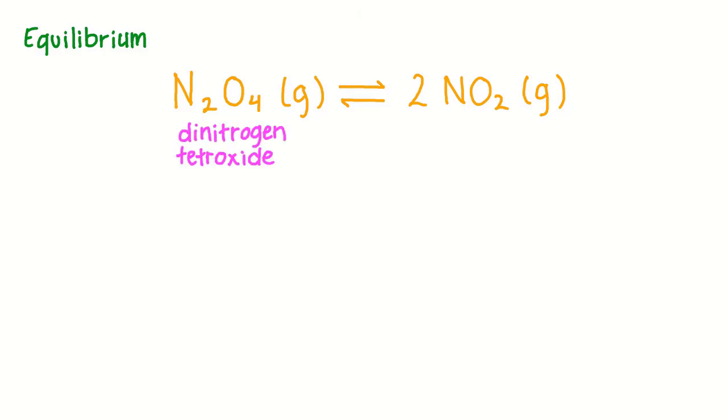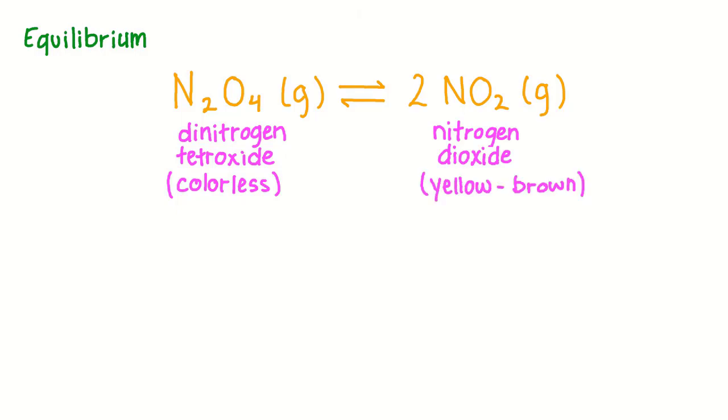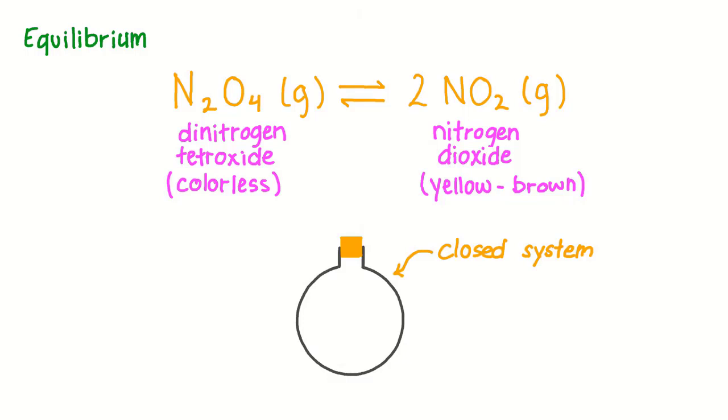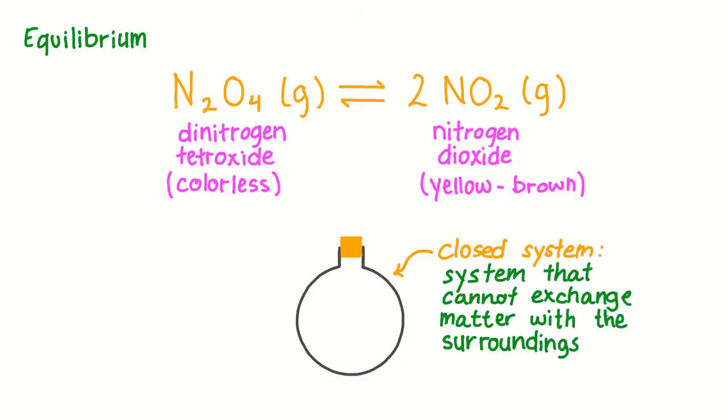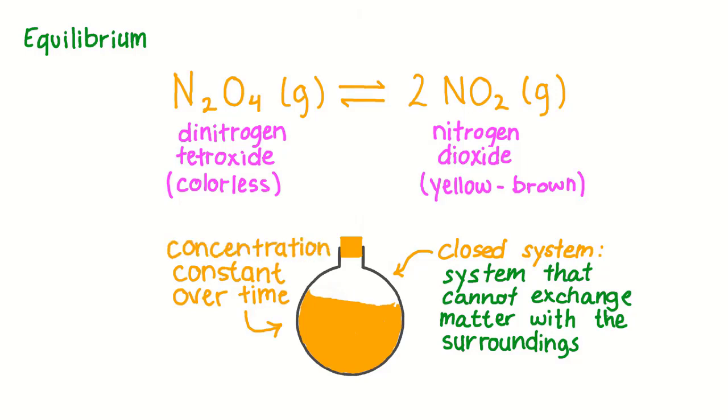Our reactant, dinitrogen tetroxide, is a colorless gas, while our product, nitrogen dioxide, is a yellow-brown gas. Let's say we put some of the dinitrogen tetroxide gas in a flask, and then seal the flask so that we have a closed system, which means that it can't exchange matter with the surroundings. Over time, we would observe the formation of some yellow-brown gas in the flask. This yellow-brown gas is, of course, the product nitrogen dioxide. Eventually, we'd see that the amount of yellow-brown gas in the flask is constant over time. In other words, the concentration of nitrogen dioxide will be constant.